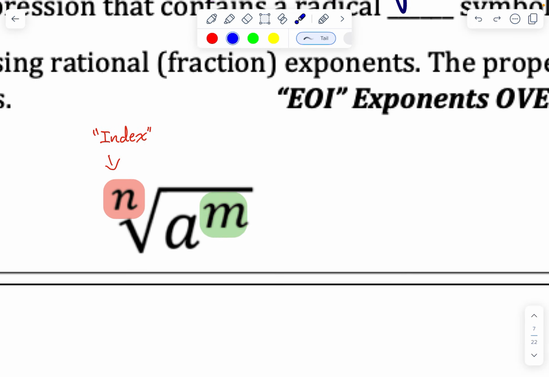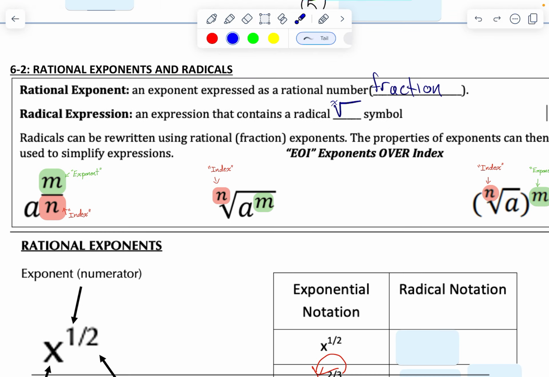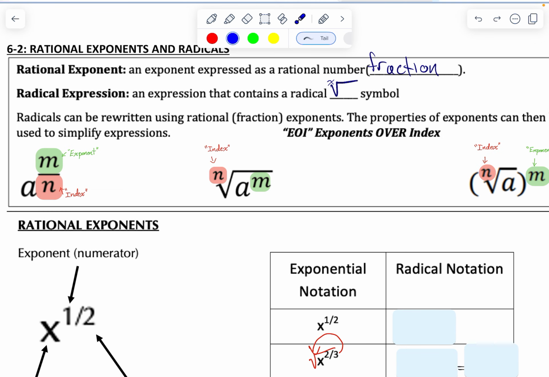So if I have a radical form, that index goes on the little shelf of the radical there. So there's my n. Now there's 2 ways to write this in radical form. I can say it's the nth root of a to the m, or I can say it's the nth root of a, raised to the m. And either way is perfectly fine. One suggestion to help you remember is that exponents are written over index. EOI, exponents over index. So exponents come first before the index.